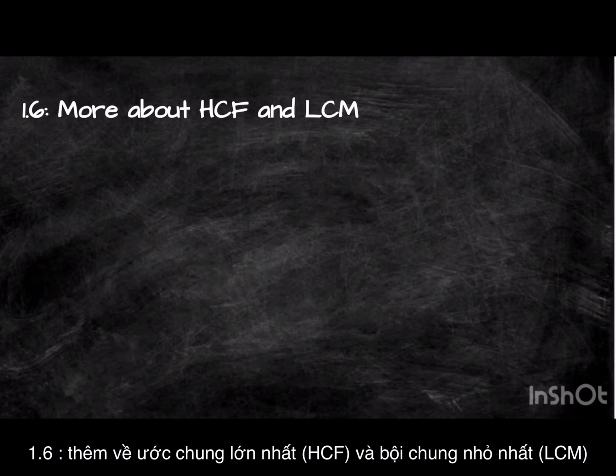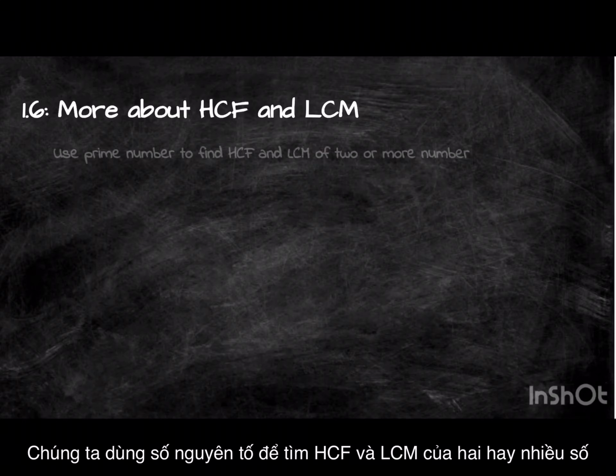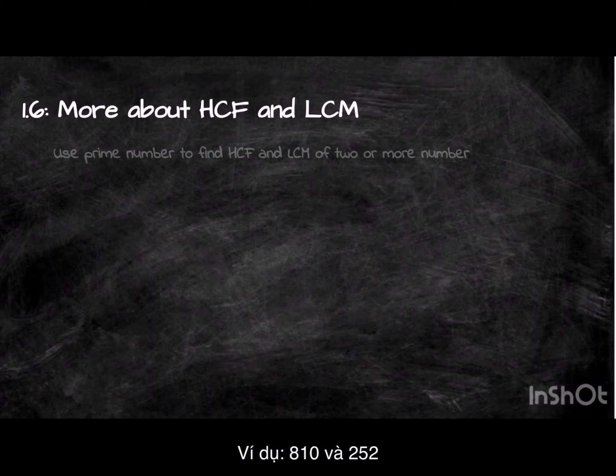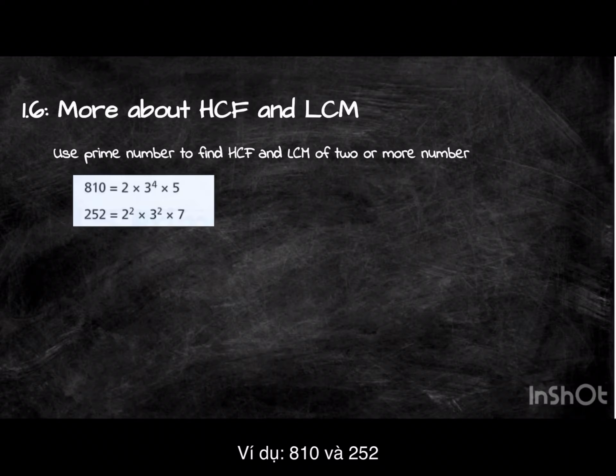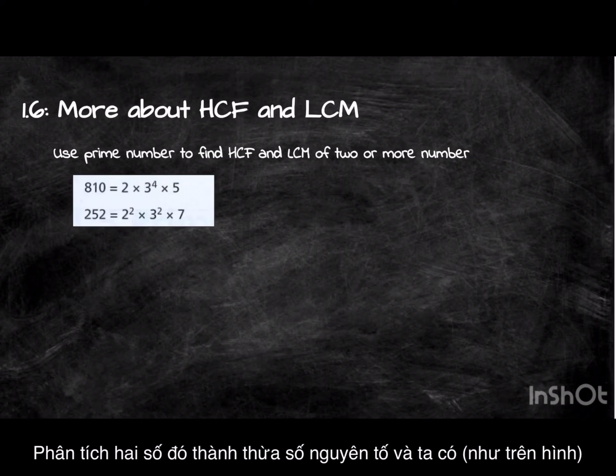Today we'll talk more about the highest common factor and the lowest common multiple, which we use the prime numbers to find for two or more numbers. Moving on, we have the very first example here. We have 810 and 252 as two numbers. Now we prime factorize them, so 810 equals 2 times 3 to the power of 4 times 5, and 252 equals 2 squared times 3 squared times 7.